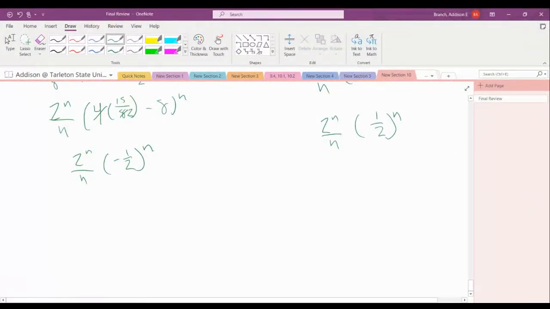All right, so now we can go ahead and check both of these for convergence. This one right here, we can combine that 2 to the n and that negative 1 half to get us negative 1 to the n over n. And then over here, we can once again combine those to get 1 to the n, which is 1 over n.